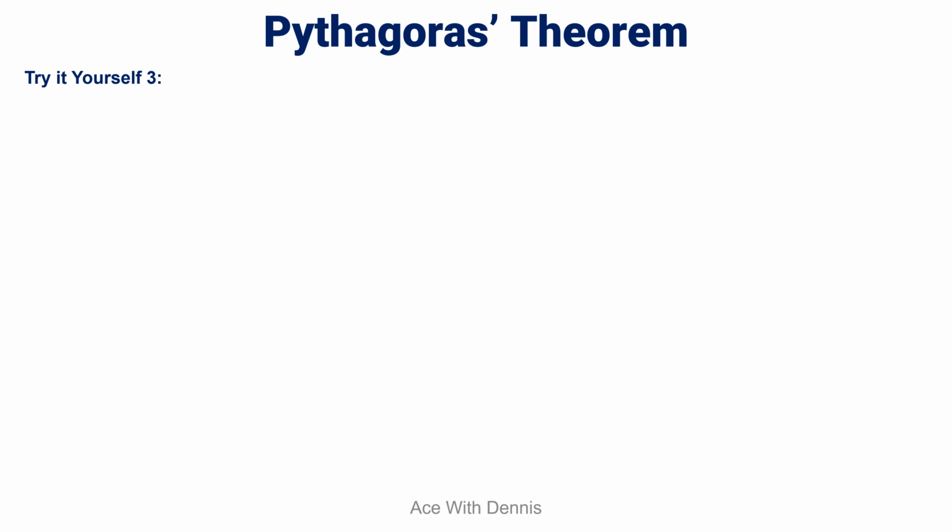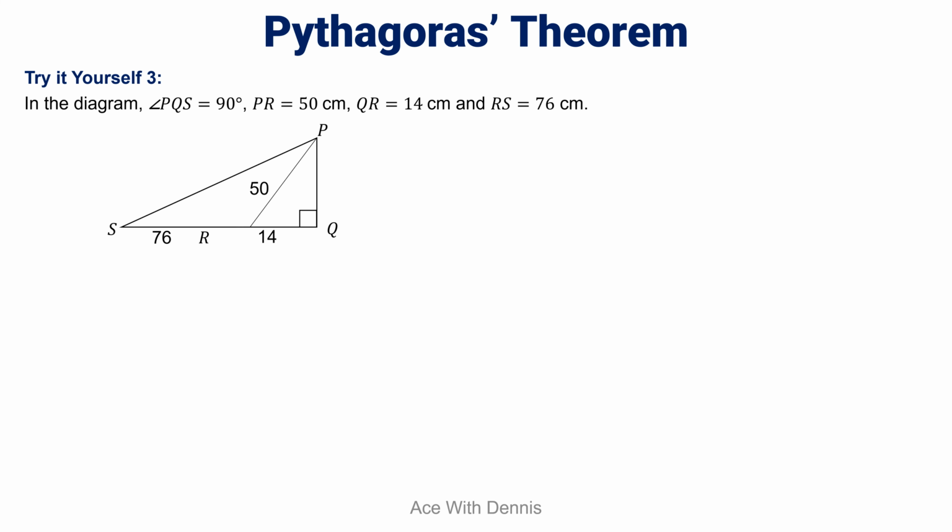Now let's try this example yourself. In the diagram, so here's the diagram. Angle PQS equals 90 degrees, PR equals 50 centimeters, QR equals 14 centimeters, and RS equals 76 centimeters. The question is, find the length of PQ and PS. You can pause the video and try to do it yourself.